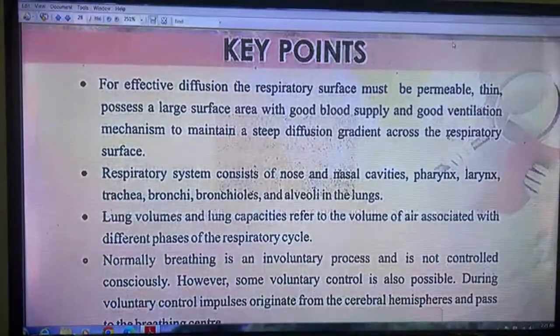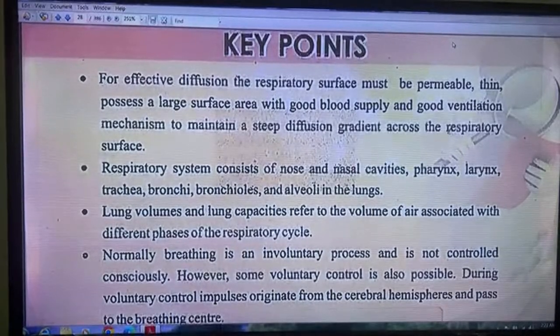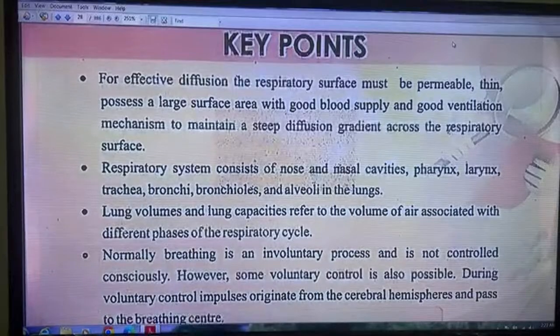Key points about respiration. For effective diffusion, the respiratory surface must be permeable, thin, possess a large surface area with good blood supply and good ventilation mechanism to maintain a steep diffusion gradient across the respiratory surface. Respiratory system consists of nose and nasal cavities, pharynx, larynx, trachea, bronchi, bronchioles, and alveoli in the lungs.